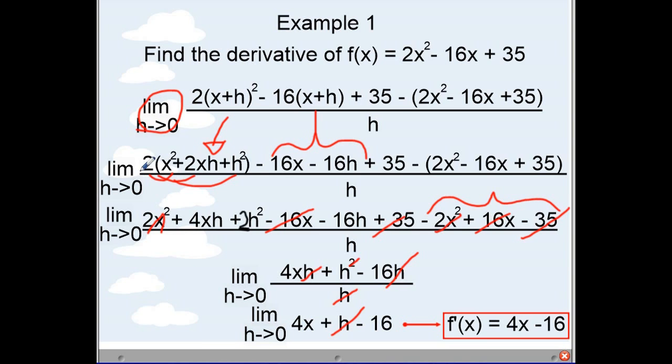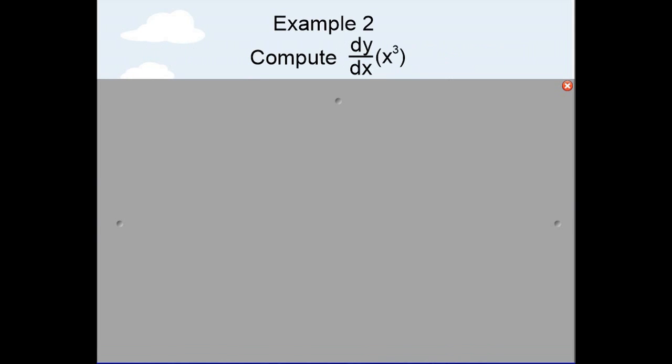Okay, so remember, since we're taking a limit for this entire problem, we need to keep this limit notation in here for every step until we get down to here, where we finally evaluate it and we can take out that h. Alright, so this derivative right here will tell us what is happening with this function at any point that we want to plug in for x. And we will get to that in a minute as well. But let's continue on with another example.